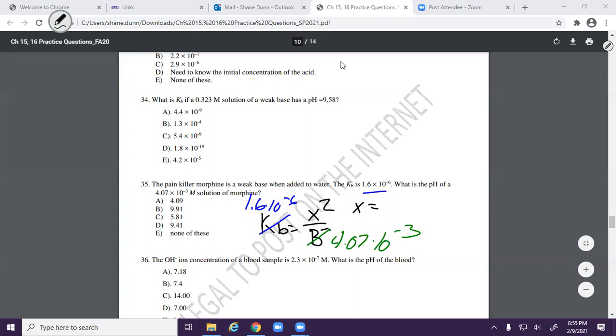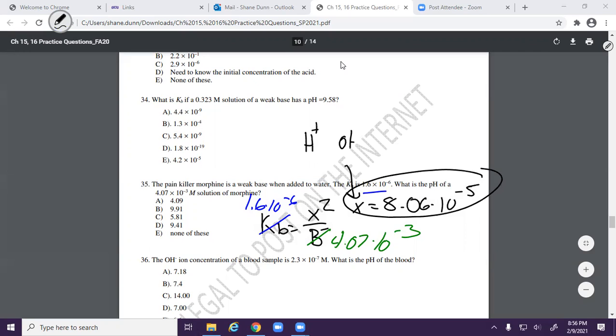This is what I got. I got 8.06 times 10 to the negative fifth for the x value. You take the square root of it? Yeah, I'm talking to her. So x is squared, right? To solve for x, I take the square root of it. So what's the x represent when we talk about Kb? What's the x represent? X is equal to either the concentration of your H or your OH.